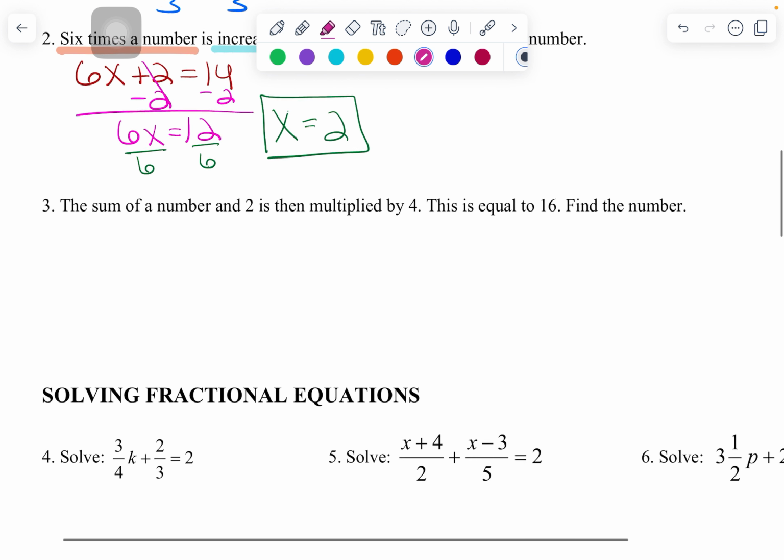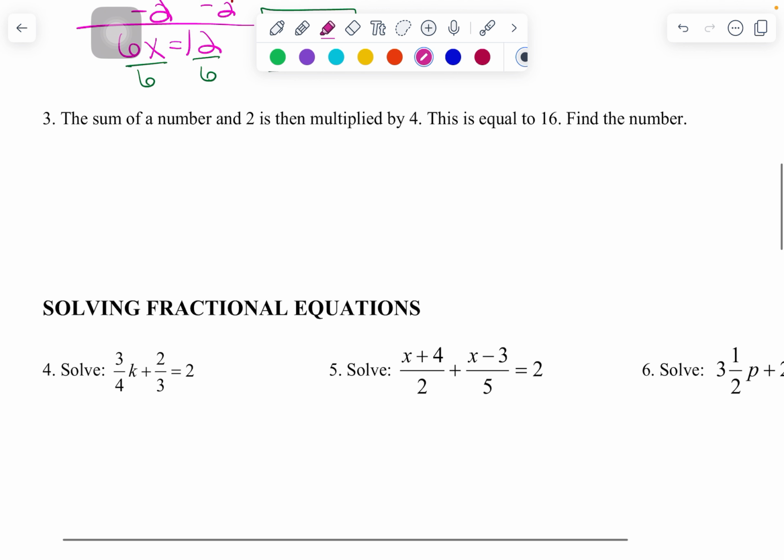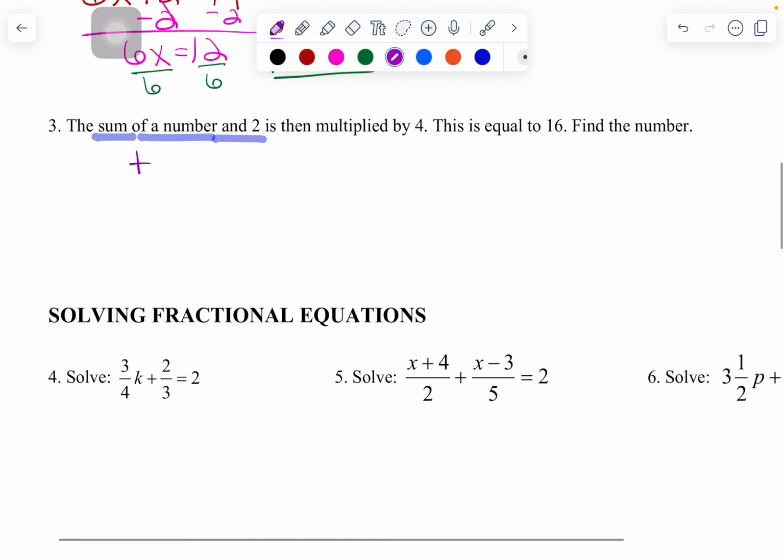And the last one in this set is problem number 3. So let me grab a highlighter here and let's start. Okay, sum of a number and 2. Sum means that we are adding. All right, so adding. I'm going to take my number and 2. I am adding that. Okay. Now this is where it gets a little bit weird here, okay? Is then multiplied by 4.